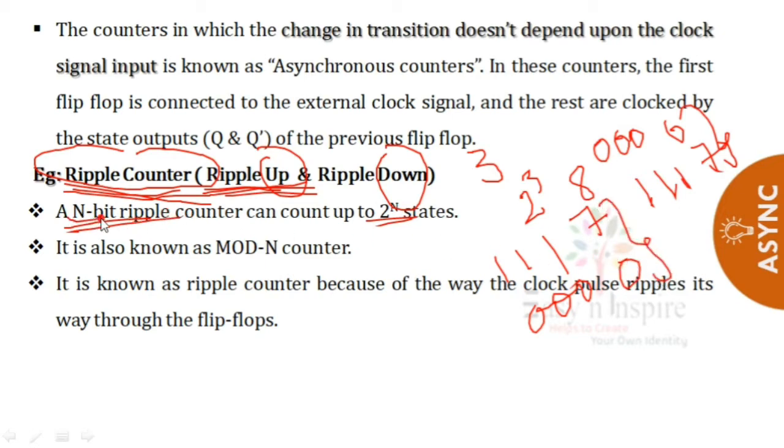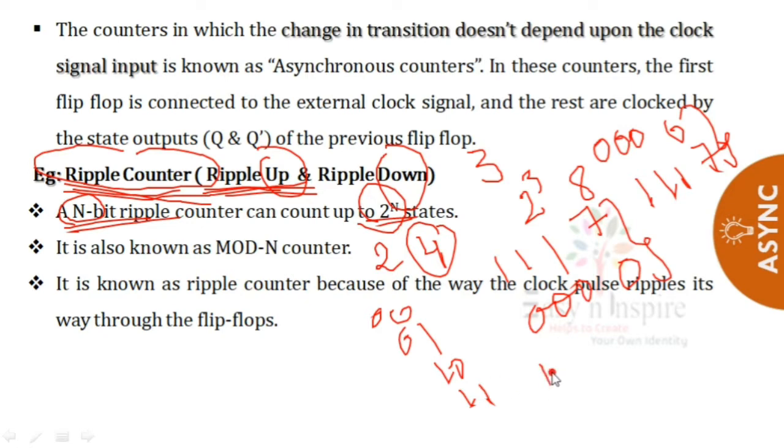So, an n bit ripple counter is going to produce 2 power n states. A 2 bit ripple counter is going to produce 2 power 2, 4 states. 4 means 00, 01, 10, 11. See, 0 to 3 is the up condition. In down condition, 11 to 00, that is 3, 2, 1, 0. This is down counting. So, an n bit ripple counter has 2 power n states. It is also known as a mod n counter.